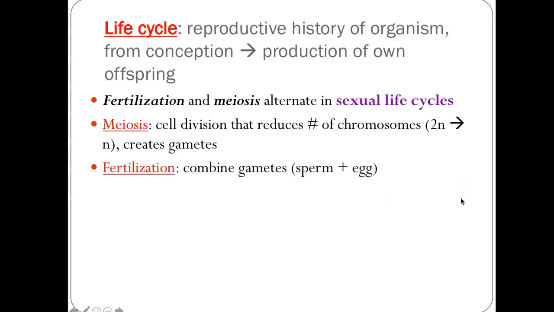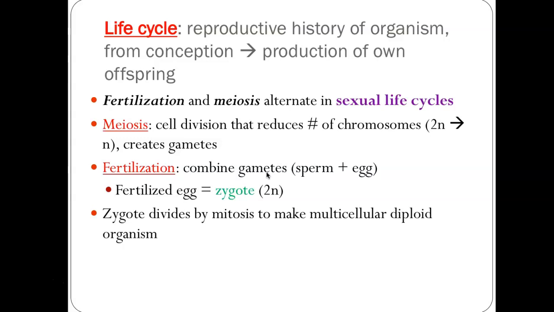Fertilization is the combination of the sperm and egg to make what's called a diploid organism that now again has 46 chromosomes. A fertilized egg is called a zygote, and that 2N represents that it has 2 sets of chromosomes, 1 from each parent, so a total of 46. It's known as diploid, and I don't think I put that word in there. Actually, it's in the next picture, so I'll have you highlight it in the next picture. Then the zygote divides by mitosis to make a multicellular organism.